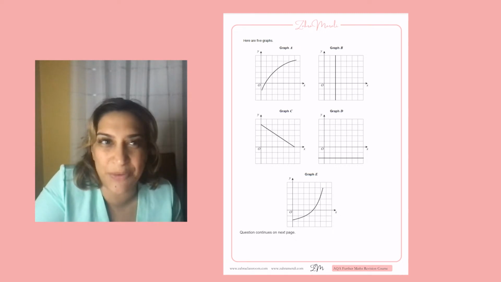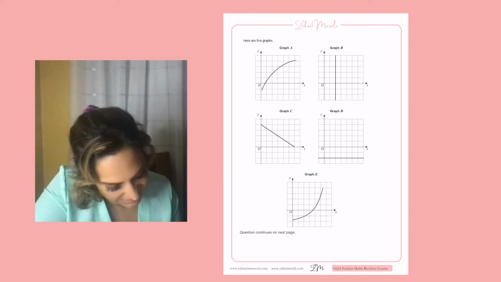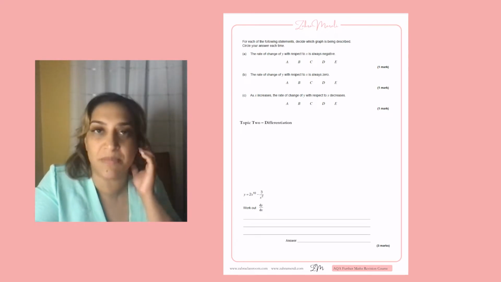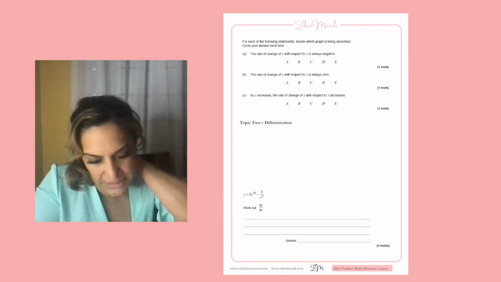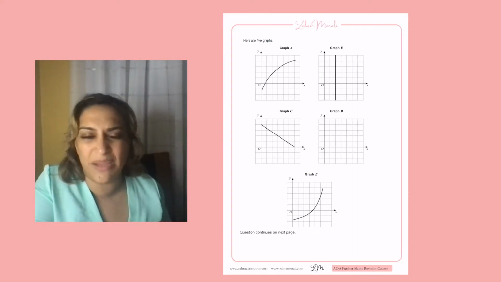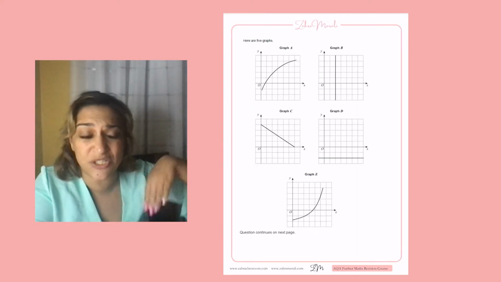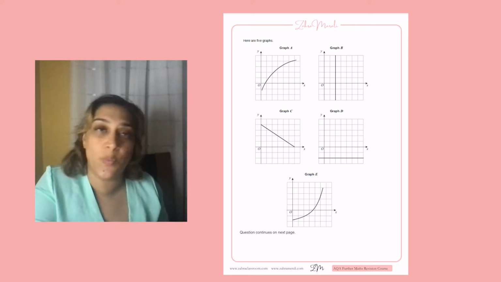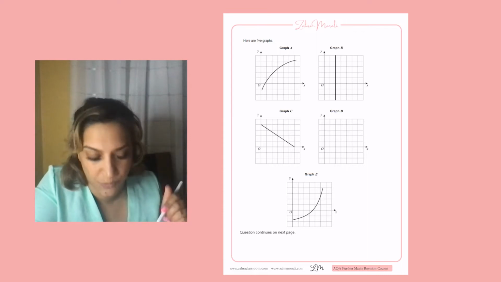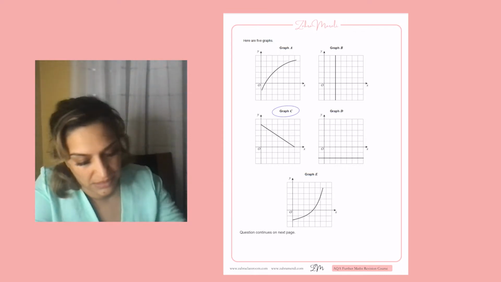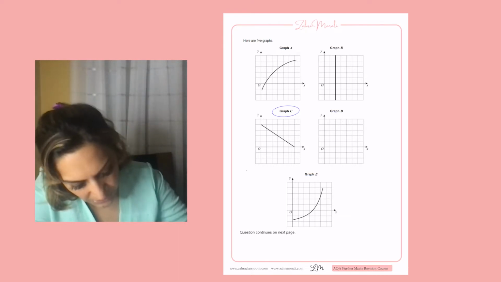Okay, now we've got 5 graphs. And the question asks us different things about it. So the first bit is the rate of change is always negative. So that means it's always going to be sloping downwards no matter which point we look at. So if we have a look, that's going to be graph C. So graph C, we know, is always negative.